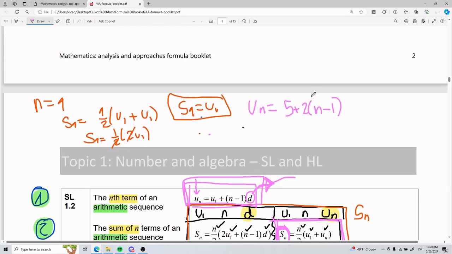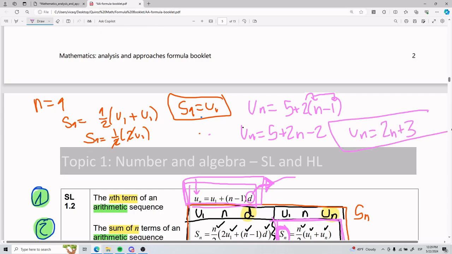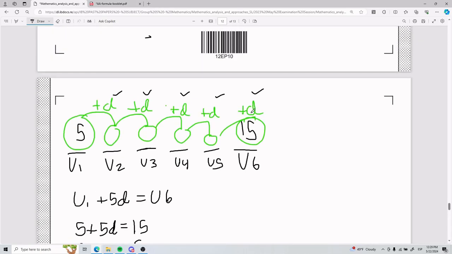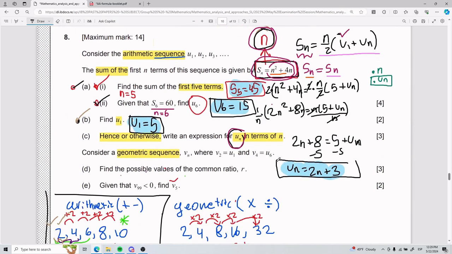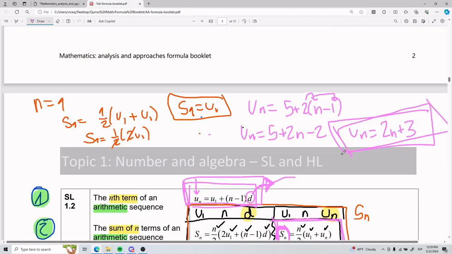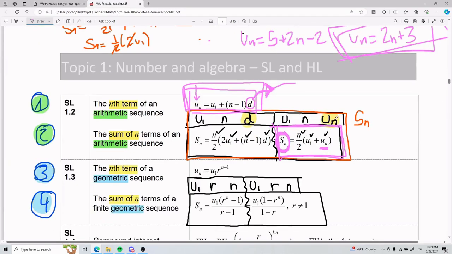But from here, if you distribute, right, you end up with un equals 5 plus 2n minus 2. You end up with un equals, oh, look at that, 2n plus 3. Sounds familiar? It better be. It's the same thing that we got over here. Un equals 2n plus 3. So again, two different ways to approach it.